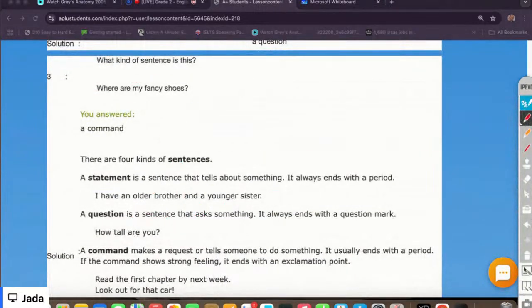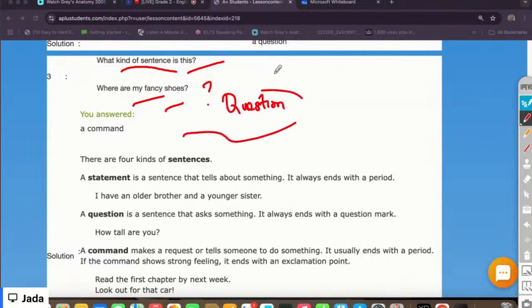Okay, what kind of sentence is this? Where are my fancy shoes? This is also ending with a question mark. So it's a question. Okay? So you can see that this is a question.